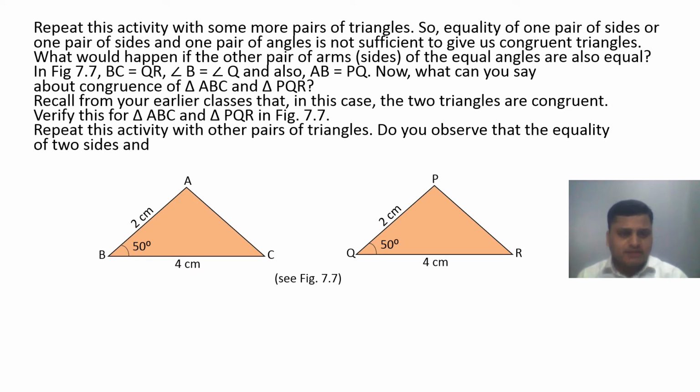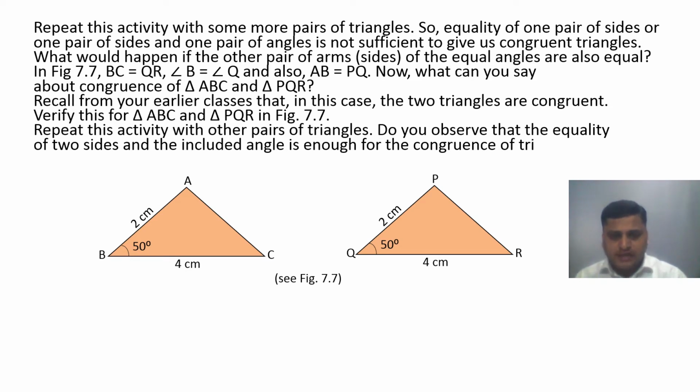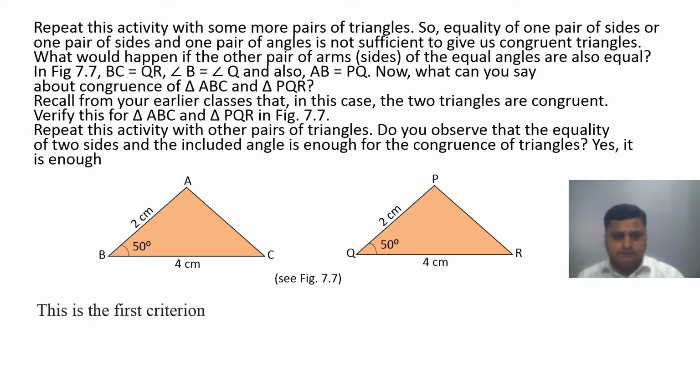Now repeat this activity with other pairs of triangles. Do you observe that the equality of two sides and the included angle is enough for congruency of triangles? Yes, it is enough. From this we come to know that this is the first criterion for congruence of triangles.